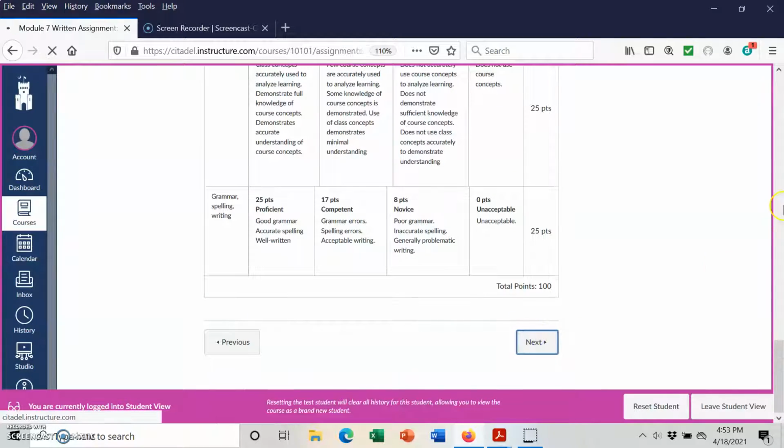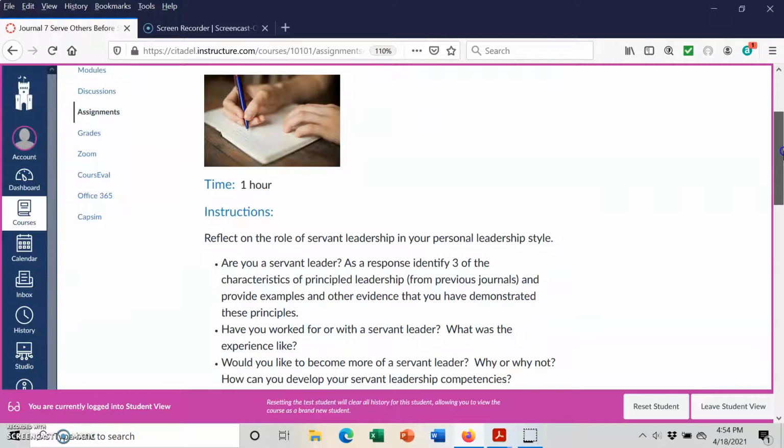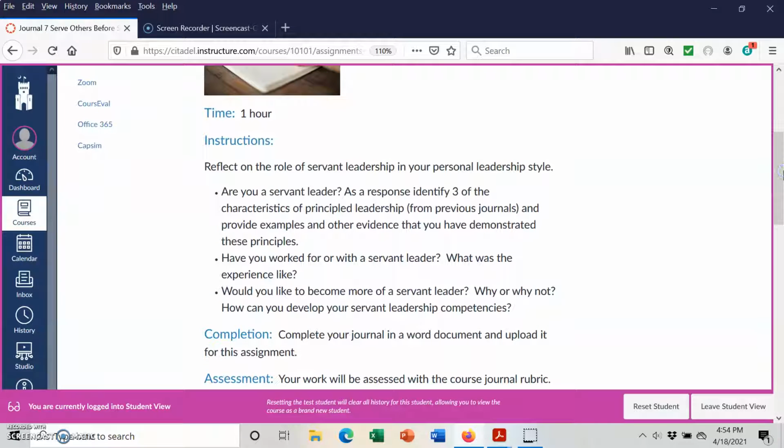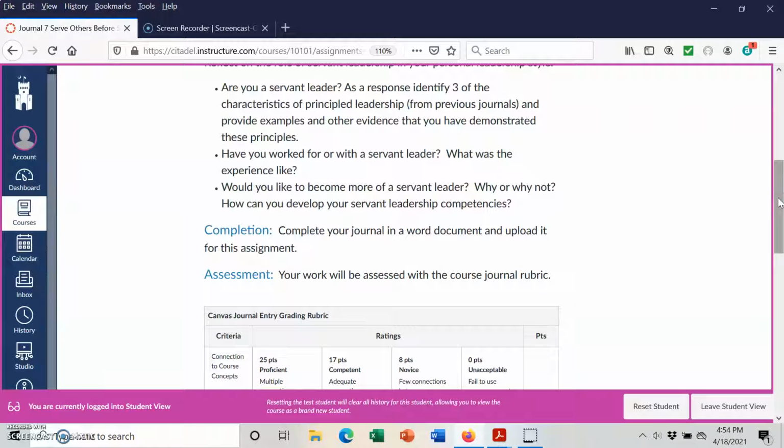And then finally, the journal on servant leadership, serving others before self. So first, I'm going to ask you, are you a servant leader? Identify 3 of the previous characteristics of principled leadership that you wrote about in your journal, and provide examples and other evidence that you've demonstrated these. Reflect, have you worked for a servant leader or with one? What was that like? And would you like to become more of a servant leader? Why or why not? You know, there might be situations when you don't feel that's appropriate.